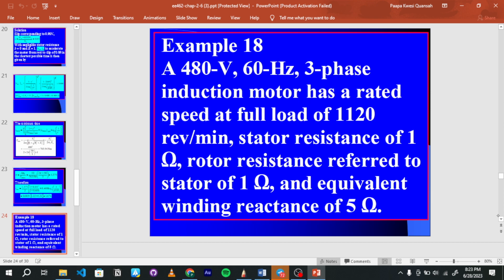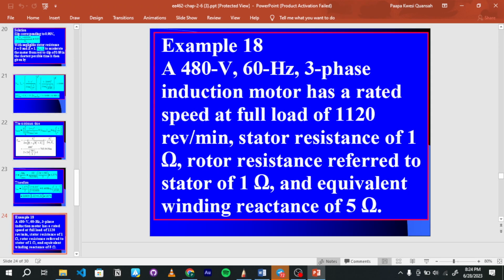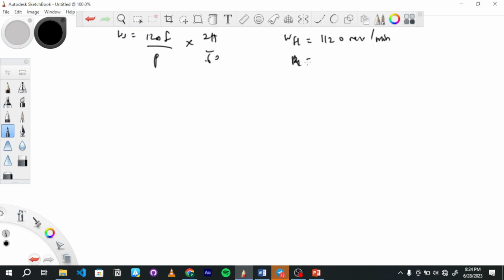Okay, so that's it. Now, let's take the next example. A 480 volt, 60 hertz, 3-phase induction motor has a rated speed at full load of 1120 rev per min. They've been given the full load speed. Maybe omega full load is 1120 rev per min. The stator resistance R1 is 1, and the rotor resistance referred to the primary, R2 prime, is 1, XE is 5.